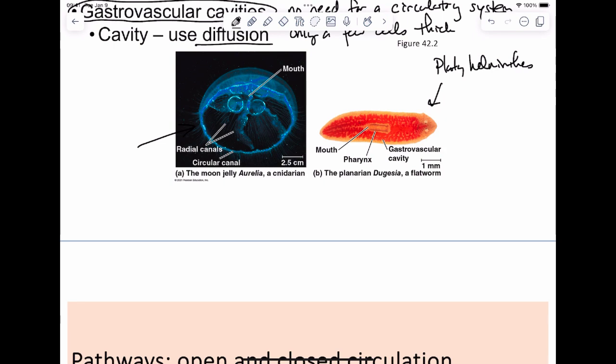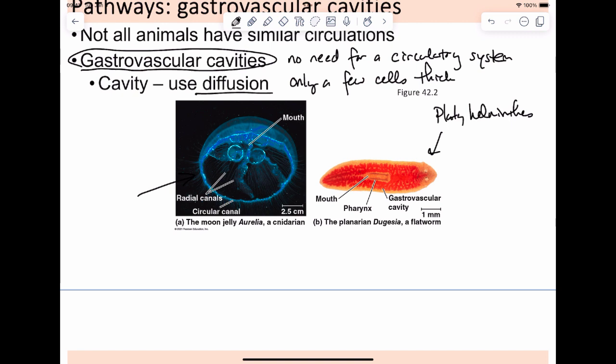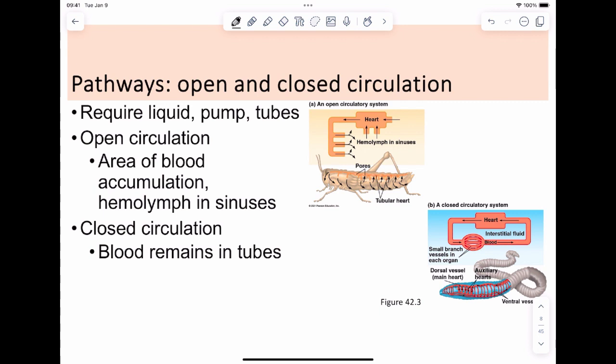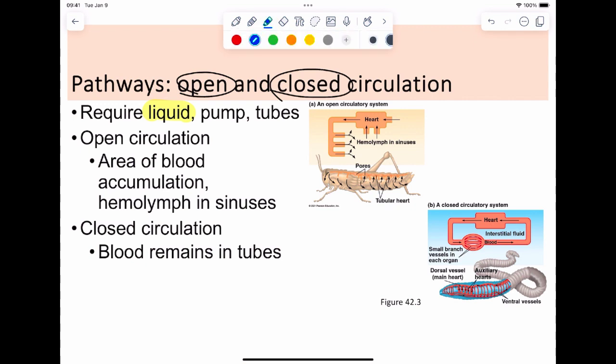The catch becomes, once we move past these things that have gastrovascular cavities and start moving into what we would call the coelomates, where you actually have a body cavity, circulation gets a little bit more complicated. We put everything into two categories, open and closed circulation. In both cases, we're going to need a liquid to pump around. We give it a name, blood. We need the pump, we call it heart. And then we need tubes. We give them several names.